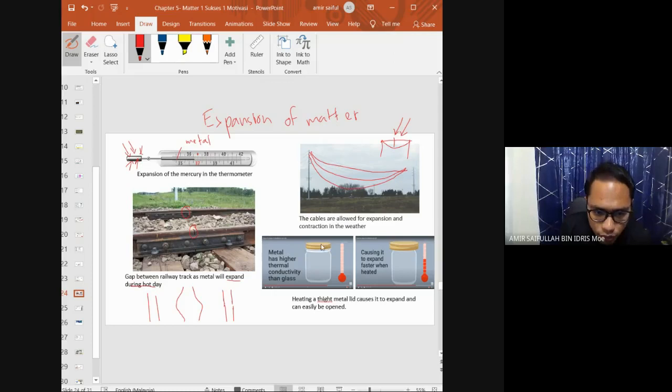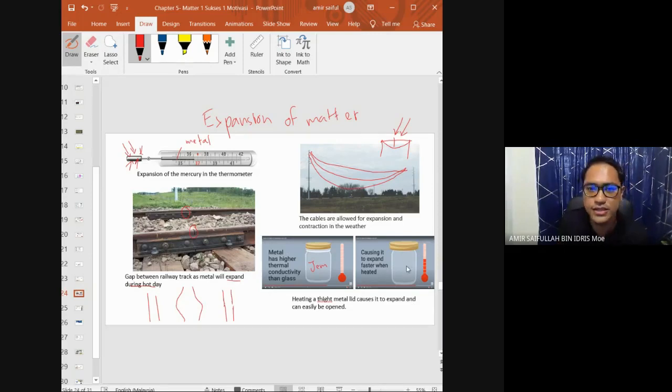And lastly, when you cannot open a metal lid, the metal cover, let's say you want to open your jam or your peanut butter. If you cannot open the metal lid, you can put it in hot water. Put it in the hot water, so the metal will expand in size. So you can open it easily.